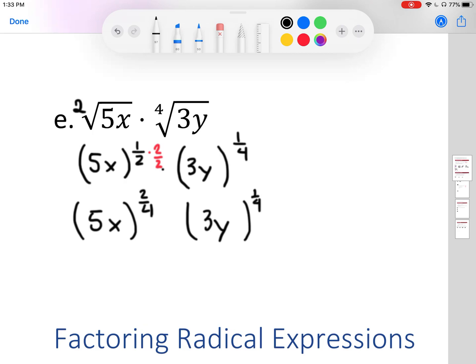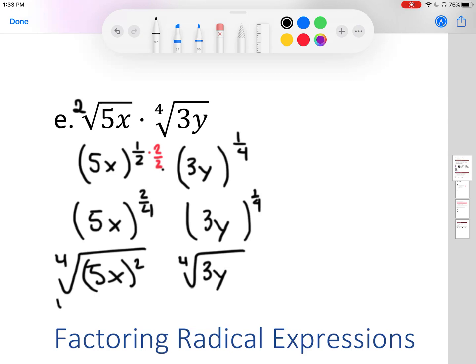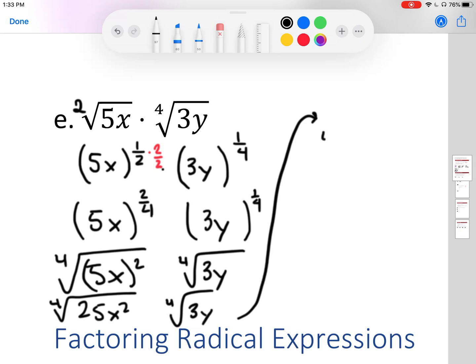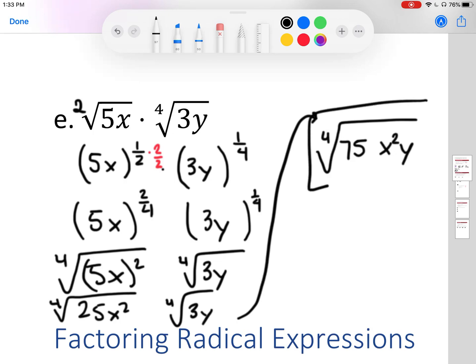So we can rewrite it now to have the 4th root of 5x quantity squared and the 4th root of 3y. So I have the 4th root of 25x squared and the 4th root of 3y. So that I have the 4th root of 25 times 3, 75x squared y. That took some clever thought.